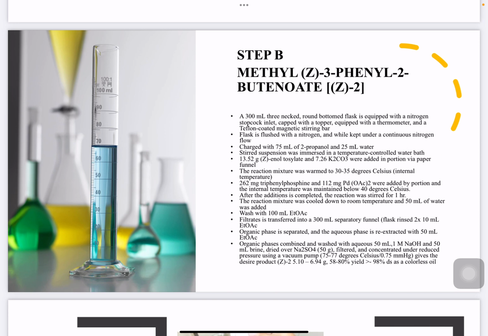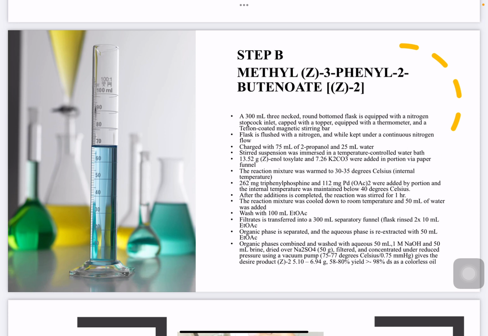It's just that the round bottom flask is equipped with a nitrogen stopcock inlet, capped with a stopper, and equipped with a thermometer and a Teflon magnetic stirring bar. So it's kind of like the same setup as step A. The flask is flushed with nitrogen and kept under a continuous nitrogen flow. It was charged with 75 ml of 2-propanol and 25 ml of water.